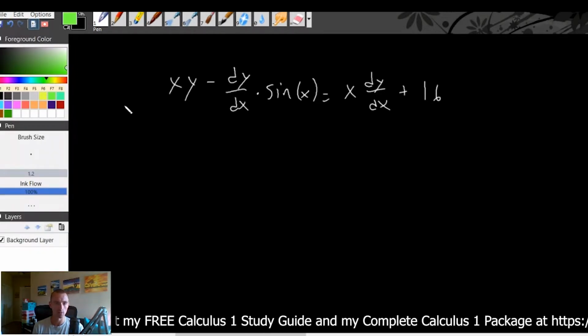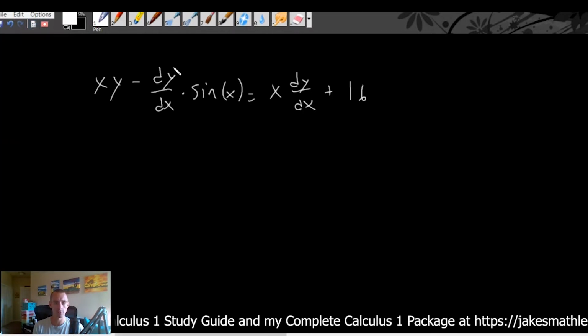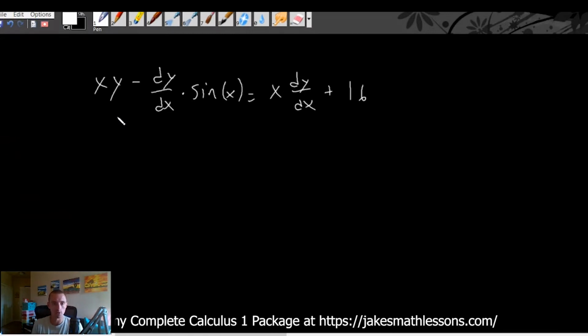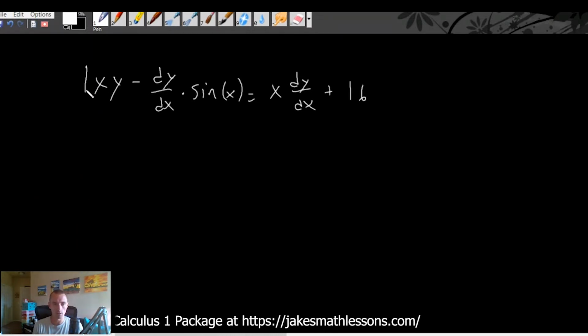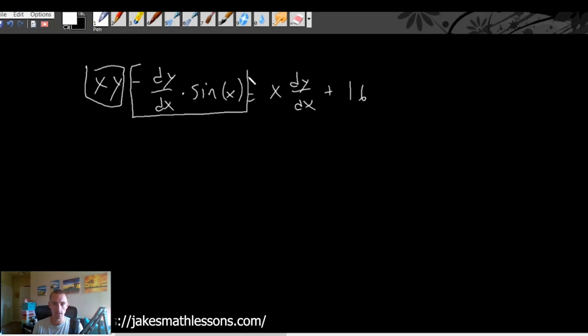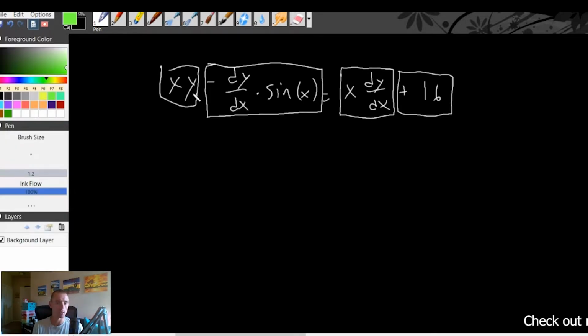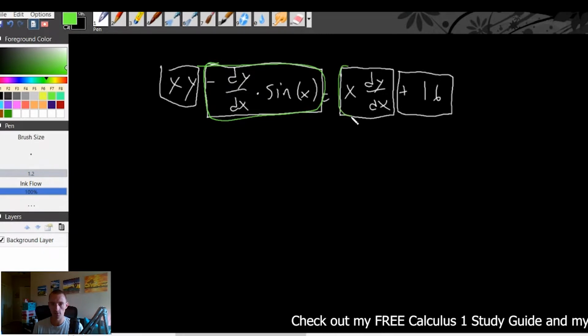When I say term, what I mean is a bunch of little letters or symbols that are being multiplied together is one term. So we have one term here, x times y. We have one term here, minus dy dx times sine of x. We have one term here, x times dy dx, and then we have one term here, plus 16. So separate out what your actual terms are, and then any that have a dy dx in them, I circle in one color. You can see right here there's dy dx, I circle it in one color. Right here there's a dy dx, I circle that in the same color.